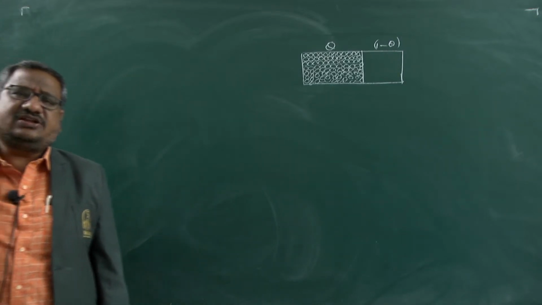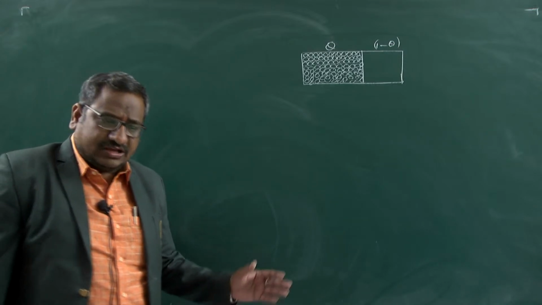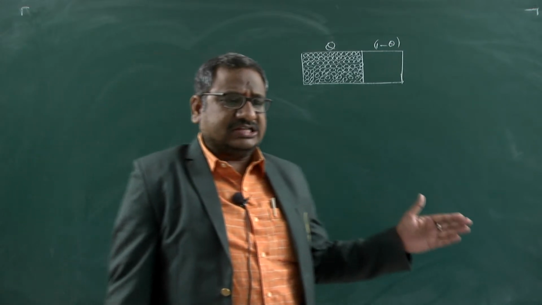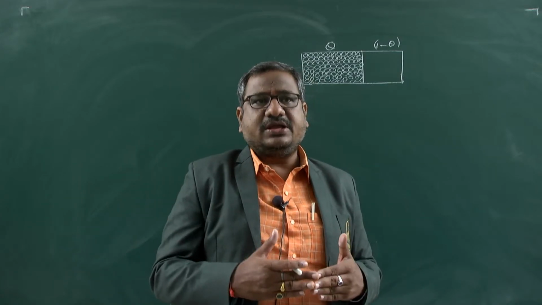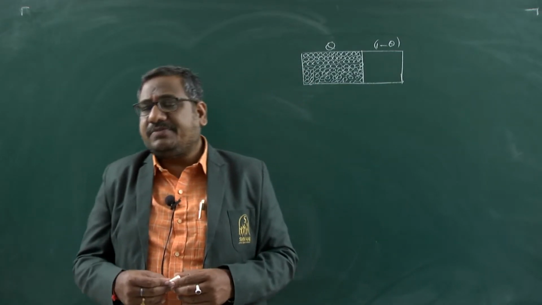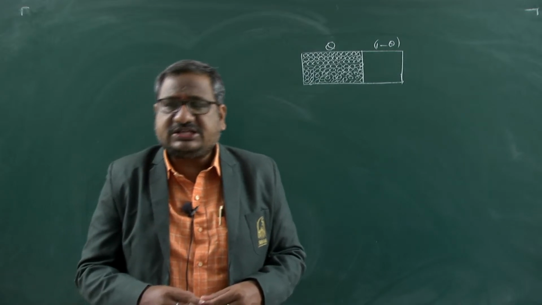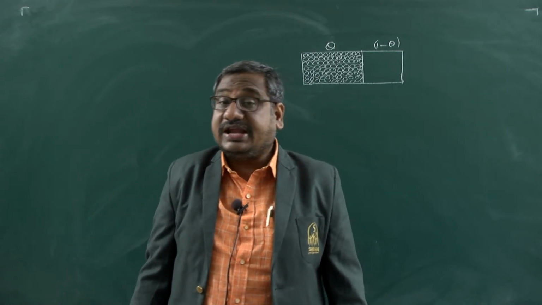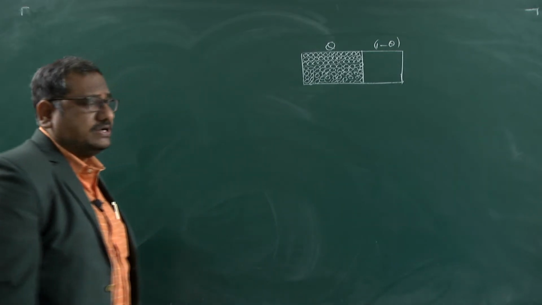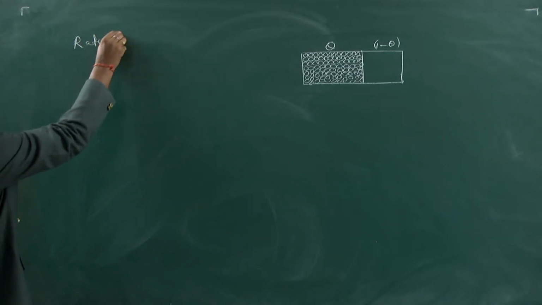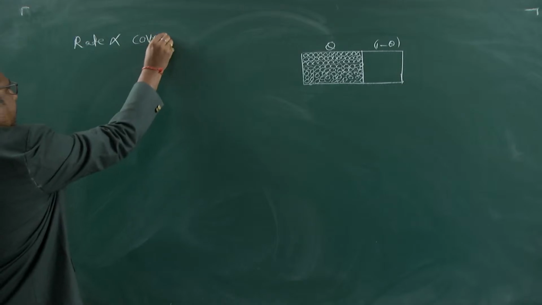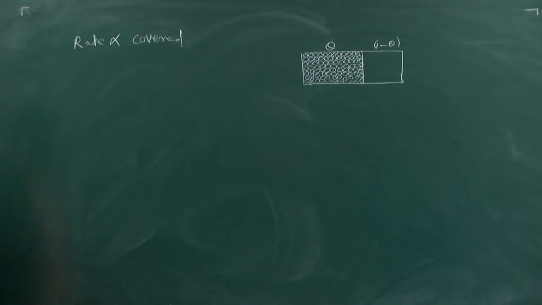At the particular state, what happens? Rate of adsorption, equilibrium process means what? First of all, adsorption takes place. After the adsorption, what happens? Again the molecules are coming, and desorption also takes place. It is called rate of adsorption equal to rate of desorption. The rate depends on what? The rate depends on the covered area.